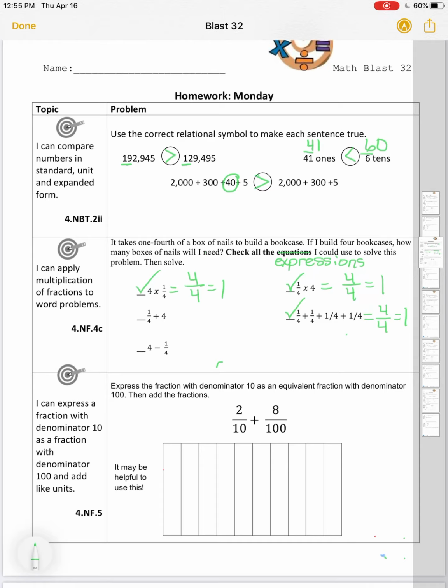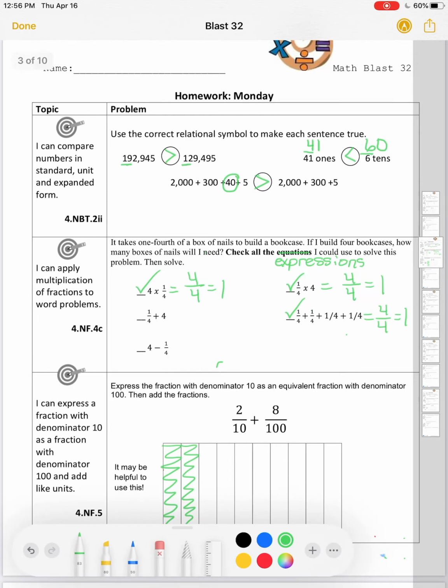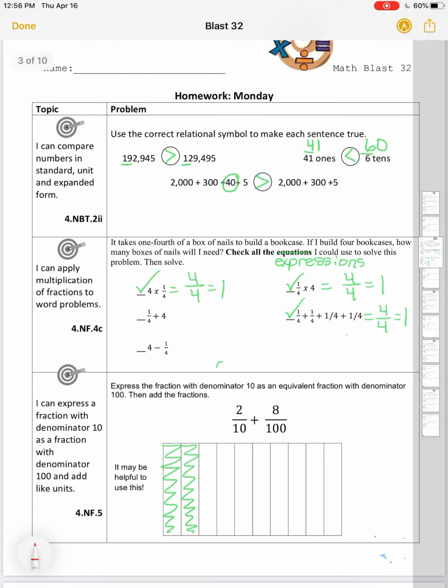Next, I can express a fraction with denominator 10 as a fraction with denominator 100 and add like units. Express the fraction with denominator 10 as an equivalent fraction with denominator 100. So I can see that I have 2 tenths, and I'm going to model that in our diagram here. I've shaded in 2 out of the 10 pieces. Now, in order to convert that to hundredths, I'm going to want to decompose each one of those tenths into 10 equal parts.